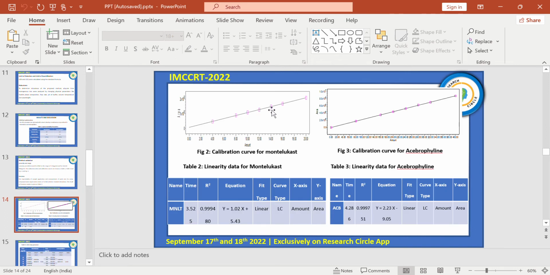So here in the image you can see the linearity range is between 4 to 20 microgram per ml for Montelukast and between 80 to 400 microgram per ml for acebrophylline. Here are the values of regression coefficient and the equation over here.